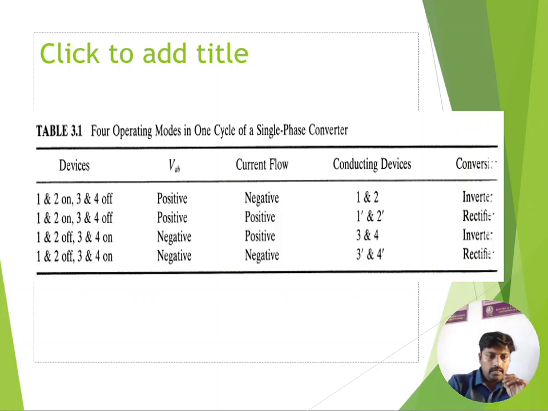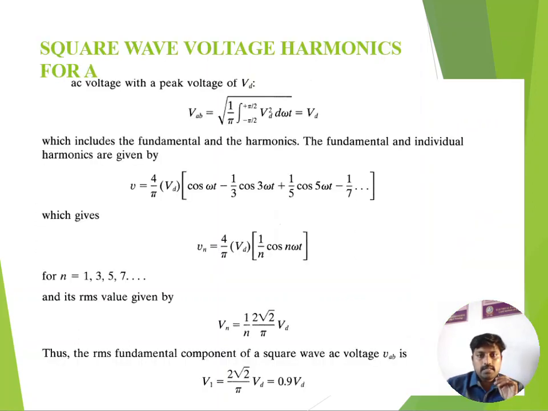Okay. Next, coming to square wave voltage harmonics. The AC voltage with peak voltage, that is VAB, is always represented as the square root of 1 by pi integral from minus pi by 2 to plus pi by 2 of v squared d(omega t). This is entirely equal to Vd. So this is the representation of the AC voltage.